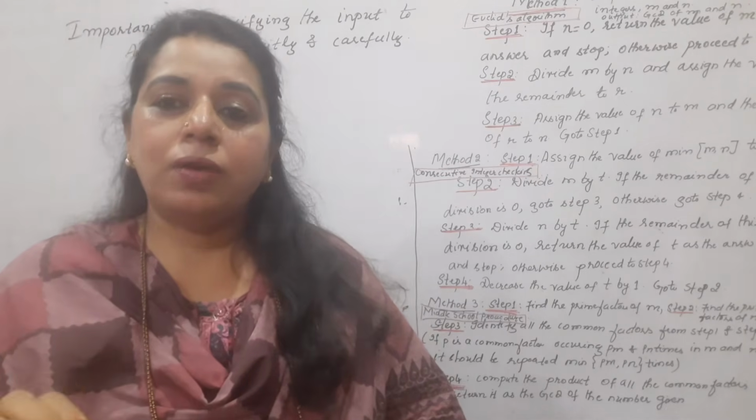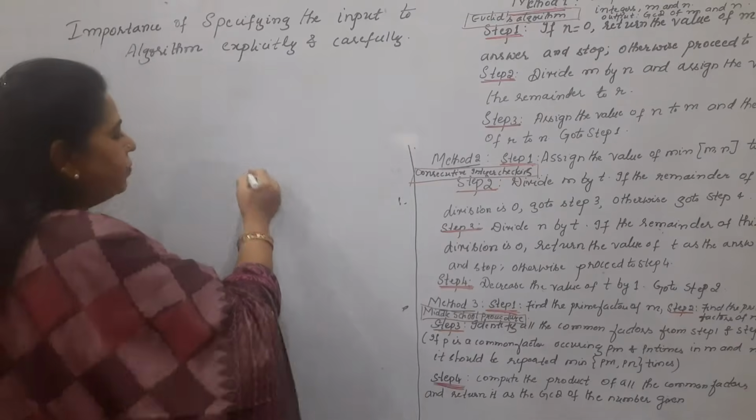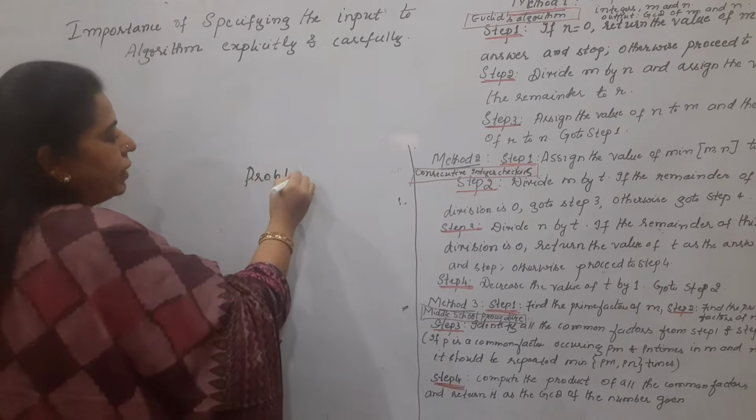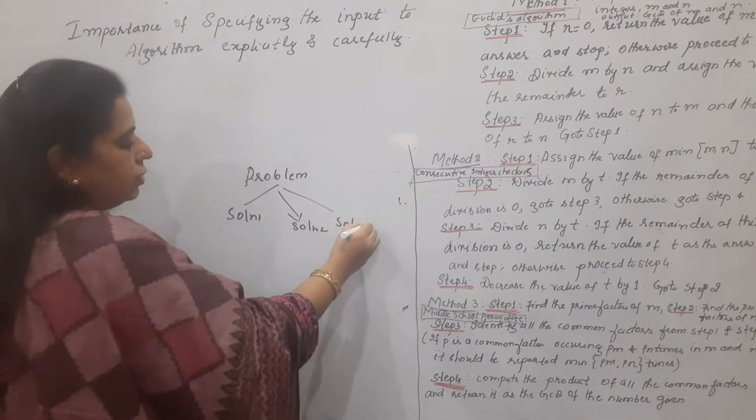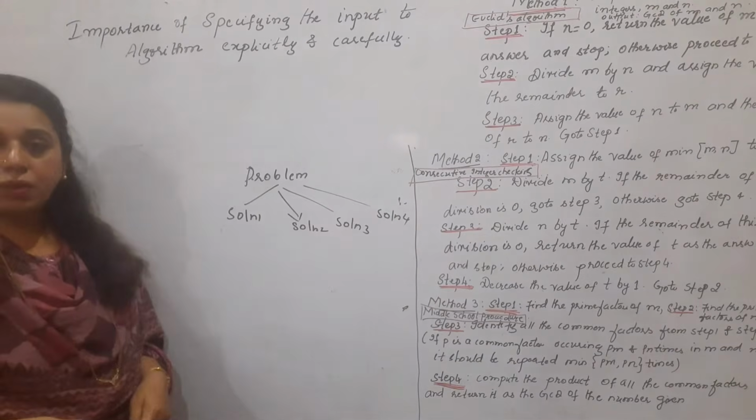Mainly here the author wants to show that you have different methods to carry out a particular solution. And for any particular problem you want to solve, you have different solutions. There can be first solution, second solution, solution 3, solution 4. So you have various solutions in order to solve a problem.